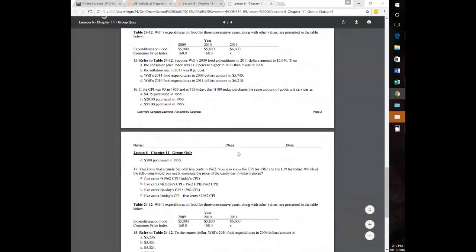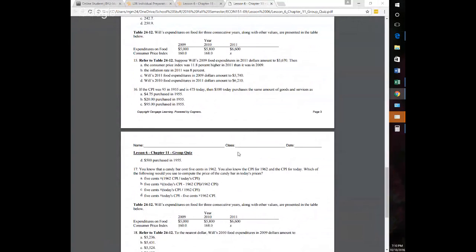Yep. Okay. If the CPI was 95 in 1955 and is 475 today, then $100 today purchases the same amount of goods and services as B, $20 purchased in 1955. I got the same. Same. Yep, me too. I can do 17.